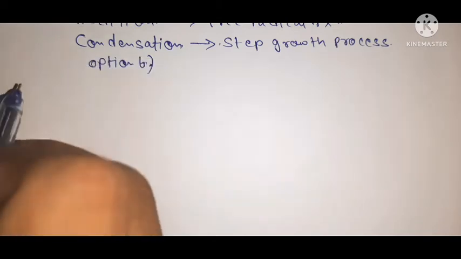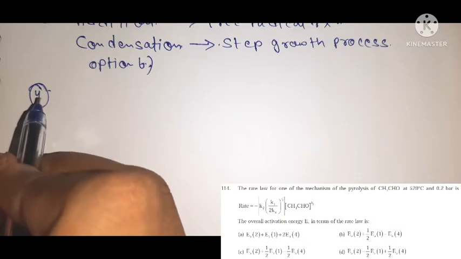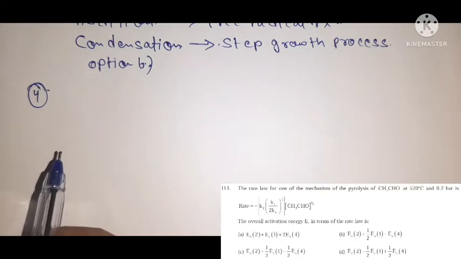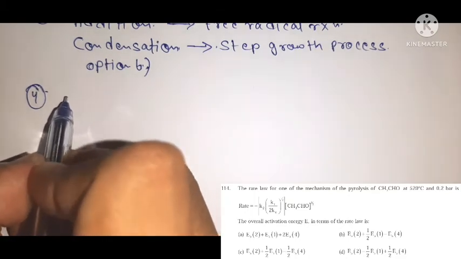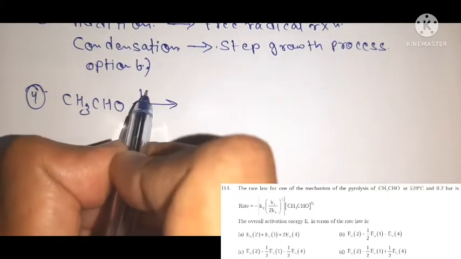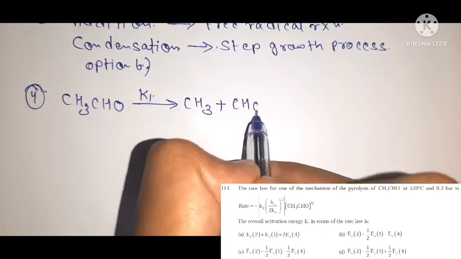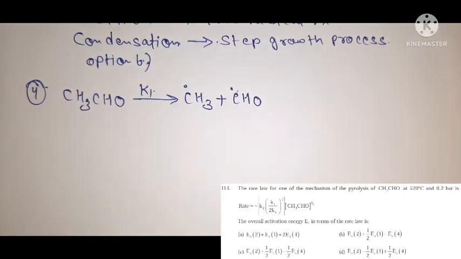So let's do the solution of this question, friends. Now first of all, we know that pyrolysis of acetaldehyde is a chain reaction which proceeds via free radical mechanism. So what is the mechanism of pyrolysis of acetaldehyde? See, in the first step, this acetaldehyde breaks into CH3 free radical and CHO. This is a chain initiation step.